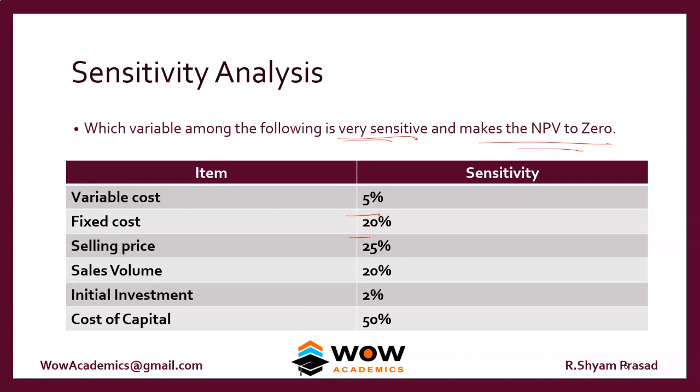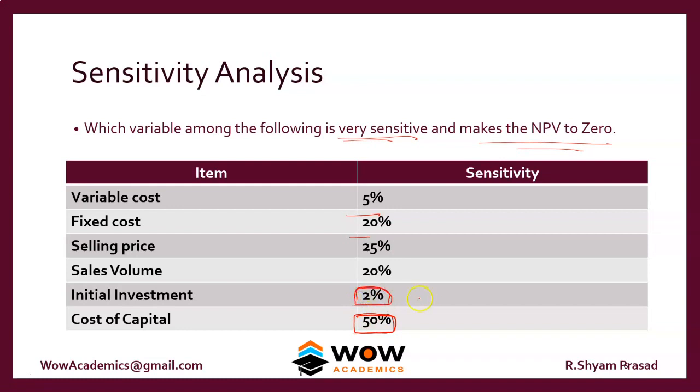So the NPV will become 0 if variable cost changes by 5%, if fixed cost changes by 20%, selling price changes by 25%, sales volume changes by 20%, initial investment changes by 2%, and cost of capital changes by 50%. So which of these numbers does the company have to focus on, in order to ensure that NPV does not become 0? Should you focus on the highest number or on the lowest number?